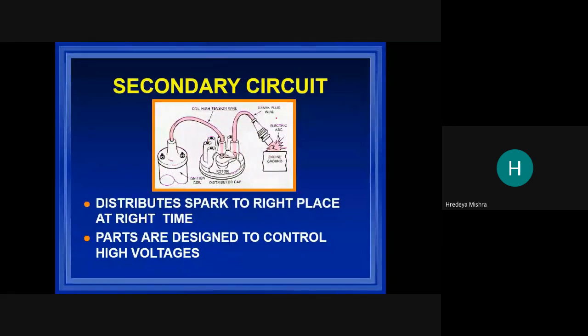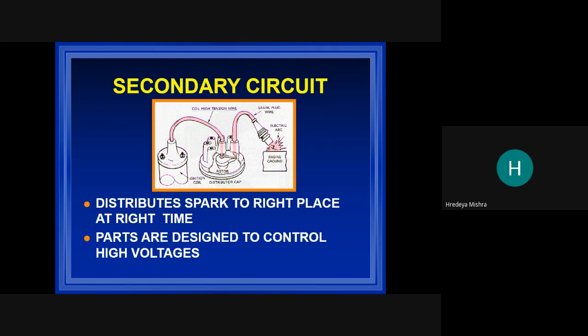So this is our secondary coil. Coil high tension, this is the spark plug wire, and this is our engine ground. So what happens is an electric arc is generated, which is responsible for the motion of the IC engine. The IC engine is ignited by the spark plug.